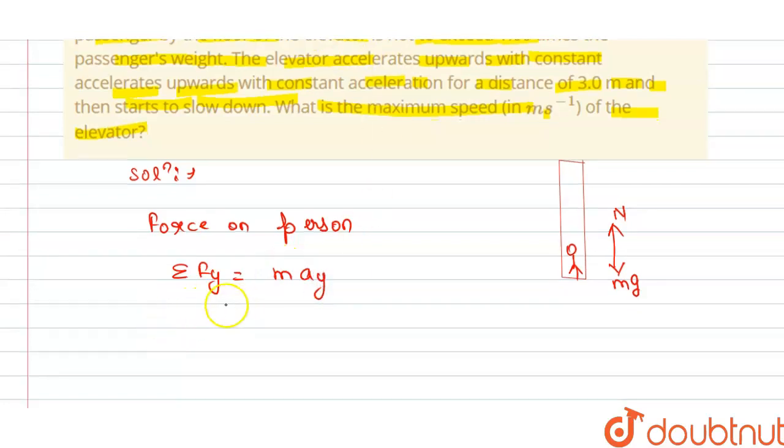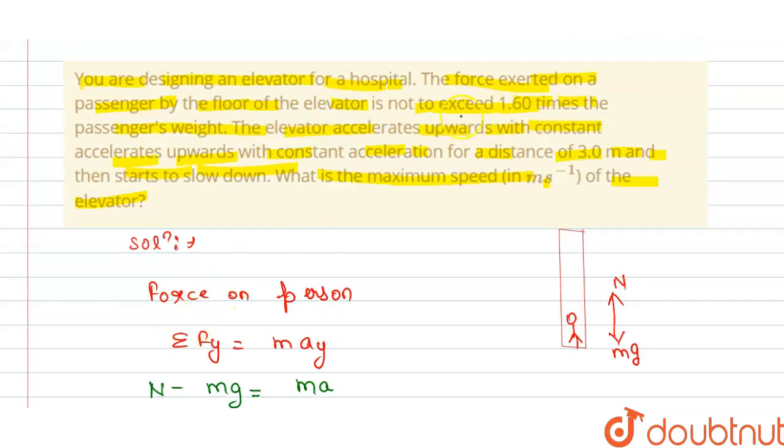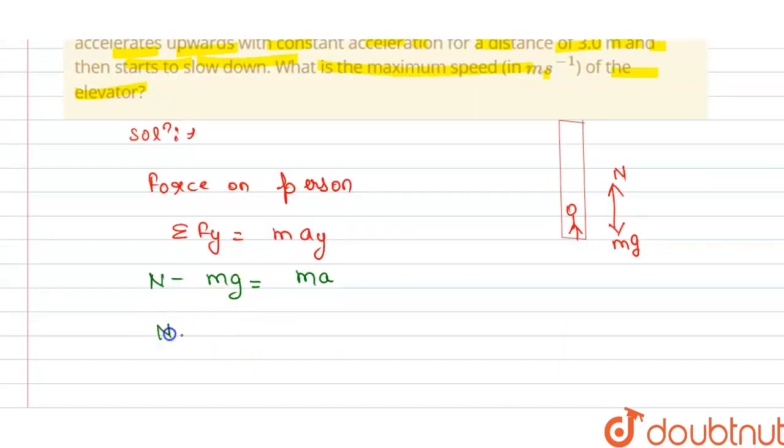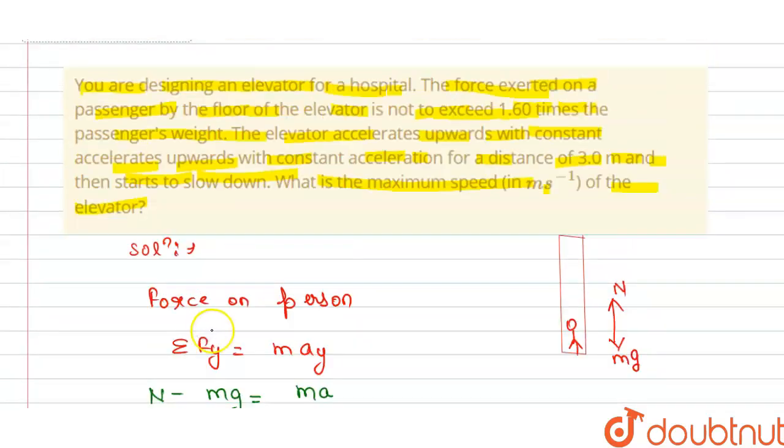From this we have F_y, the force on the man, is equal to N minus mg, which is mass times gravity, and this equals ma. The normal force N is given to us as not exceeding 1.6 times mg, so the normal force acting on the man is not exceeding 1.6 mg.